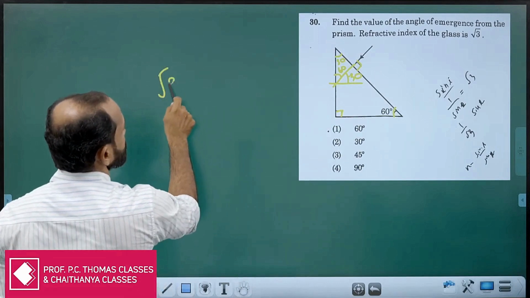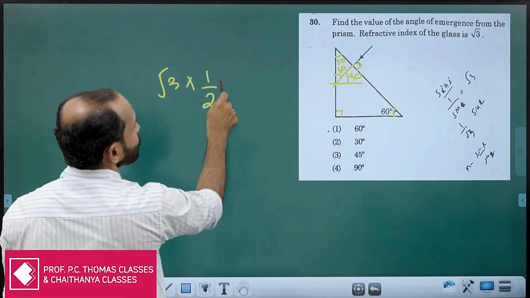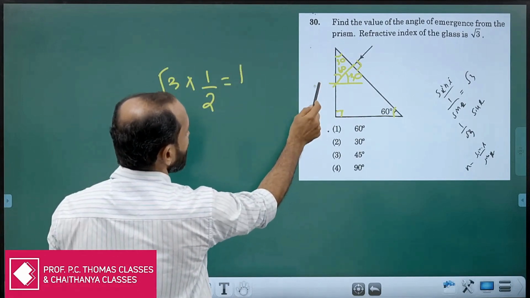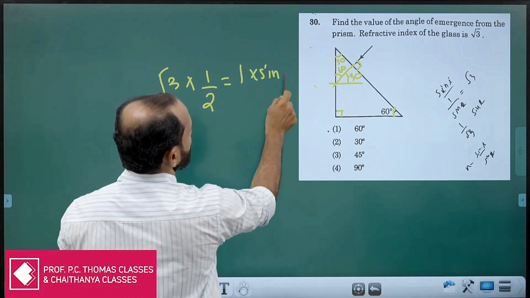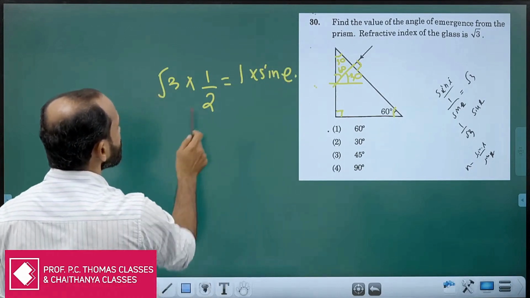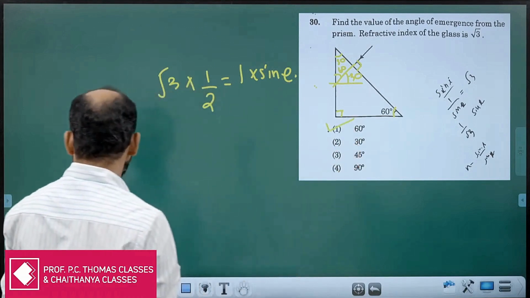Refractive index of glass, root 3, into sine 30, that is 1 by 2, is equal to refractive index of air, 1, into sine of angle of emergence. So sine E is root 3 by 2, so E is 60 degrees.